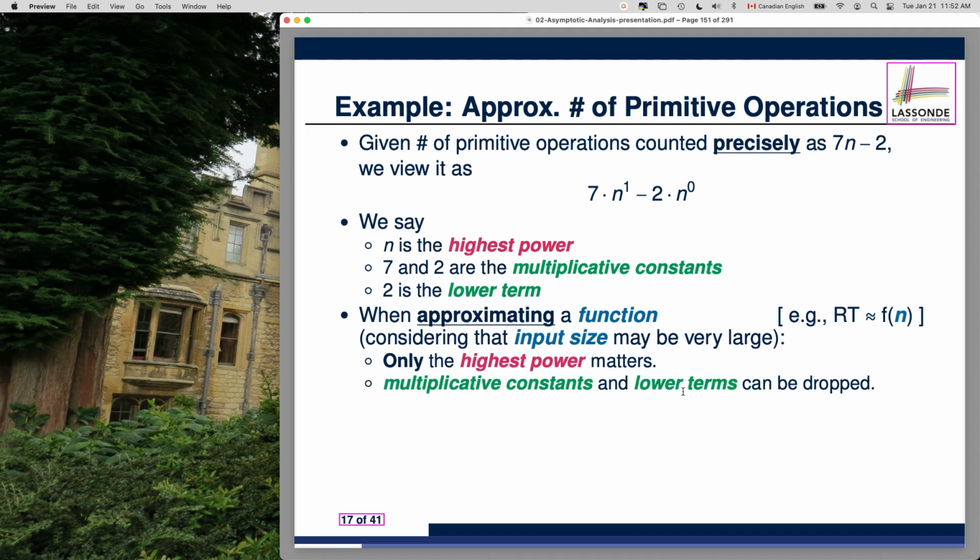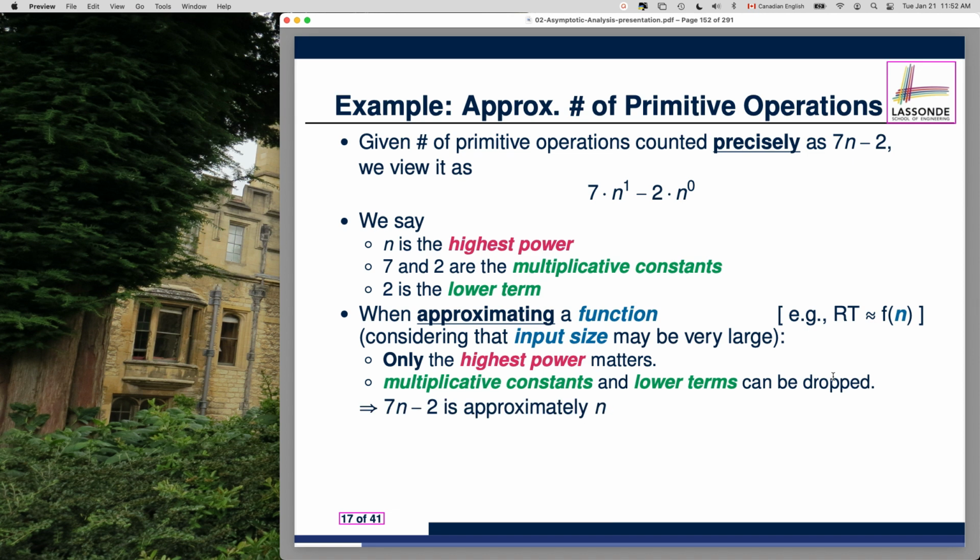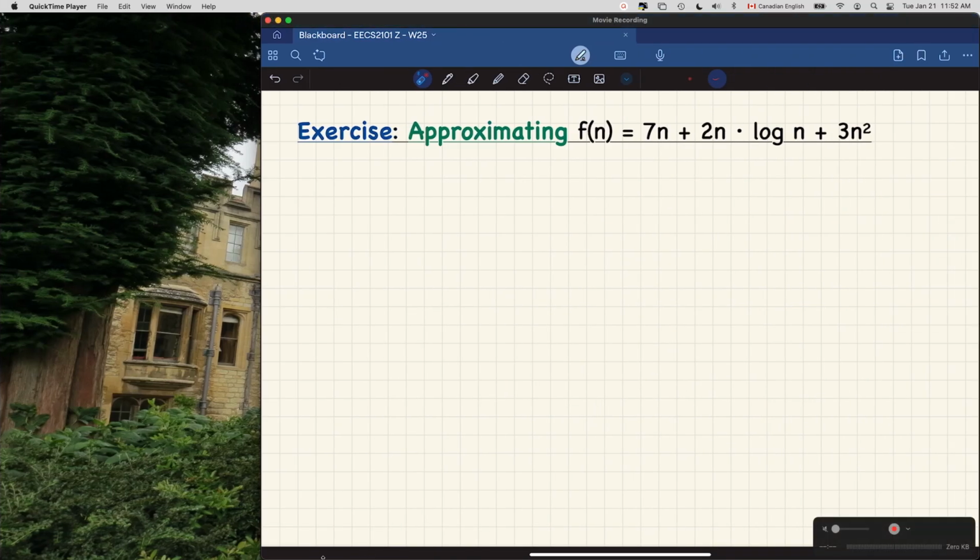Multiplicative constants and lower terms can be dropped. Let's see one more example. In the current example, if you drop the lower term, the only thing you get left is n to the power of 1. So you can say we approximate 7n minus 2 as just n. All right, let's do one example together. How do we approximate this? I will also use this example to recap the terms that we have just learned on the slides. So I'll copy that.